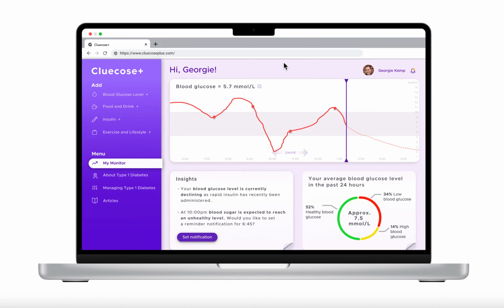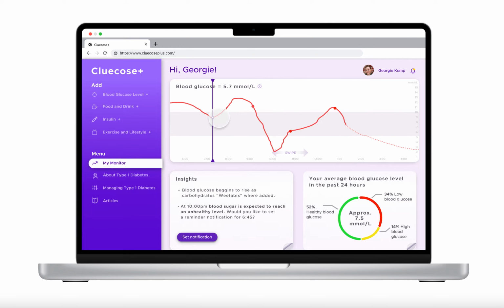You just scroll down like that, and you can swipe across your monitor, which will show you where your blood glucose is currently at. If you click on these dots, it will tell you your blood glucose levels beginning to rise as you've added the carbohydrate. This helps users understand what affects their blood glucose level, and it also offers you a timer for when it expects that it might become dangerous levels of blood glucose.